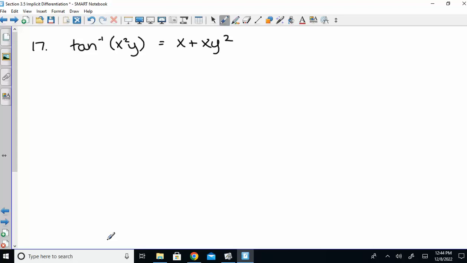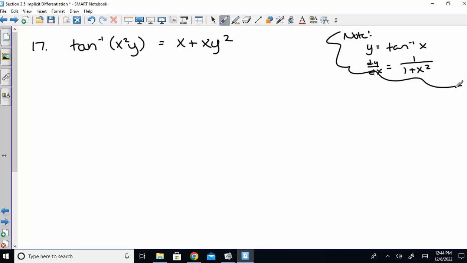So let's figure out how to go through and do this derivative. We now know the derivative of tangent inverse, so just kind of keep that in mind. If y is tangent inverse of x, the derivative of that is, what did we get? Okay, so this is kind of what we found, which is the piece that we need to be able to go through and do this.